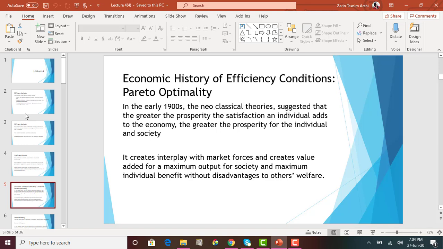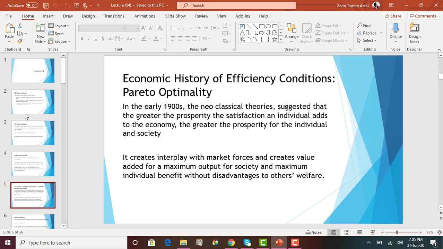Okay, so in the early 1900s, the neoclassical theory suggested that in the economy, greater prosperity and satisfaction of individuals, so when you have greater satisfaction of consumers and greater prosperity of individuals, only then you have a greater or a more prosperous society. So basically what they're saying is, if consumers are more happy, the economy will prosper more.